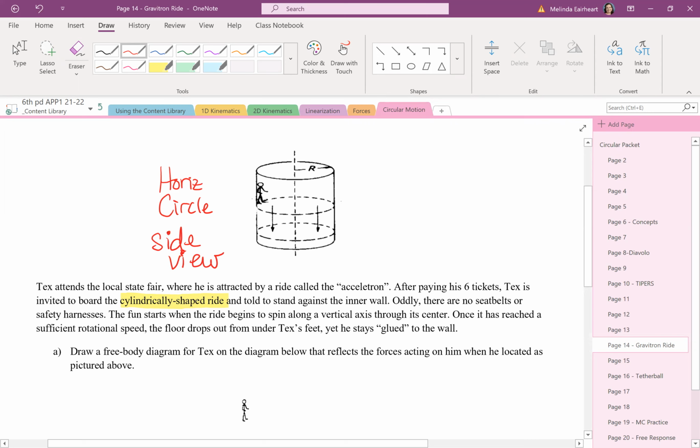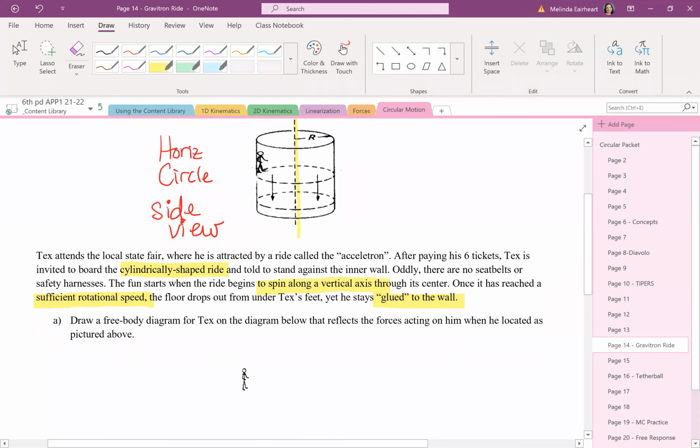And he's told to stand on the inner wall. That's what I told you. You saw the video. Oddly, there are no seat belts or safety harness. The fun starts when the ride begins to spin along the vertical axis. And you can see that vertical axis goes through the middle of the room. Once it reaches a sufficient Goldilocks magical rotational speed, the floor drops out from under his feet, or like in the video, the seat, the back that you're on, rolls up. In other words, your feet are no longer touching the floor, but you stay glued to the wall. Are you really glued?